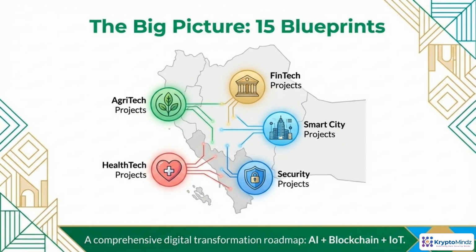All 15 blueprints fit together as one coherent research program. Fintech projects modernize Islamic finance. Agritech blueprints protect water and food security. Smart city work targets mobility and energy. Health tech projects tackle chronic disease and data sharing. Security and identity projects safeguard all of them. Across these domains, the common spine is AI, blockchain, and IoT, aligned with Saudi Vision 2030.